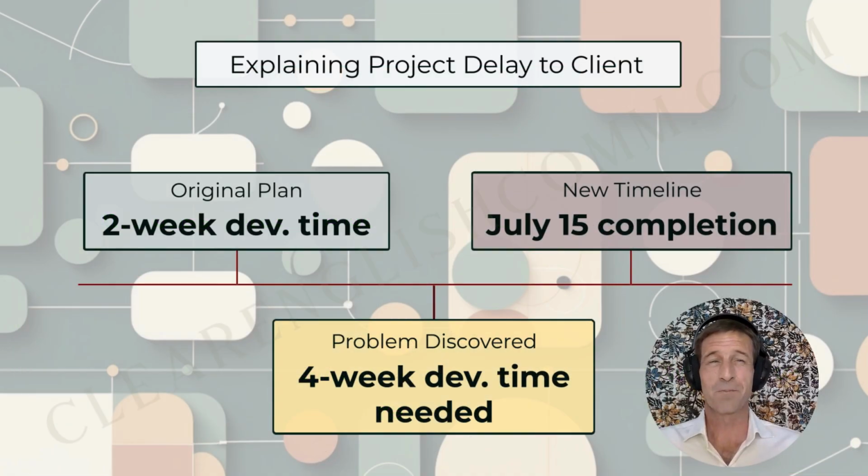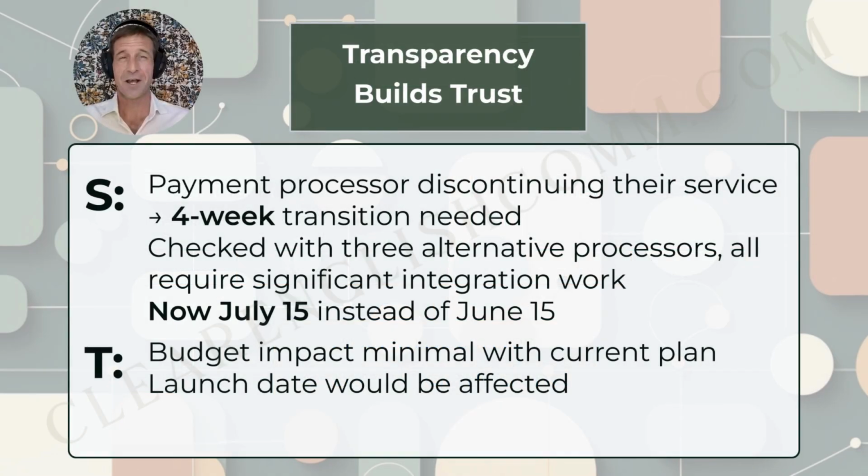Let's look at how to explain a project delay to a client where the development time will take twice as long as expected because the payment processor discontinued their service. We'll start out with the big picture by explaining what happened without blaming anybody. The fact that the payment processor stopped offering their service isn't anybody at our company's fault. We also showed due diligence when we said we checked with three other processors, and made this relevant to the client by saying how it'll affect their budget and their timeline.